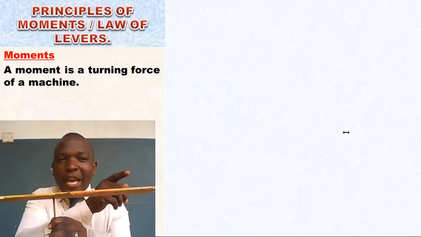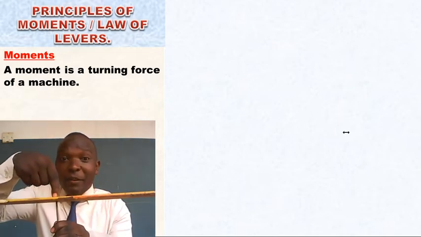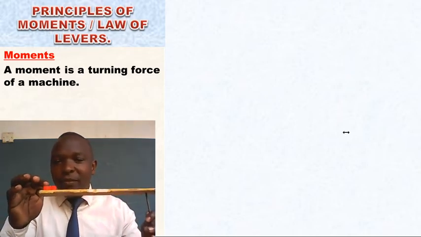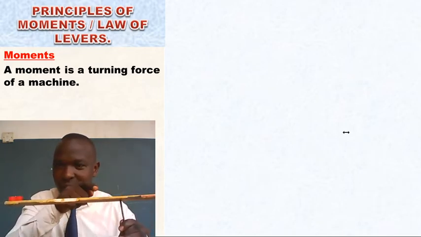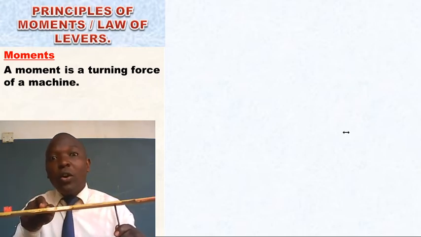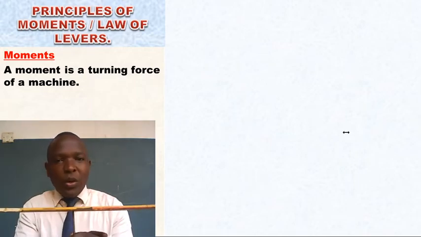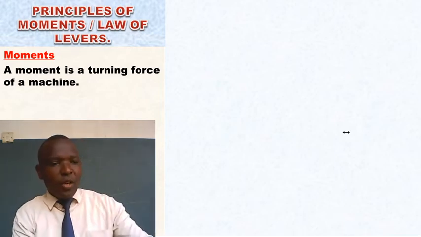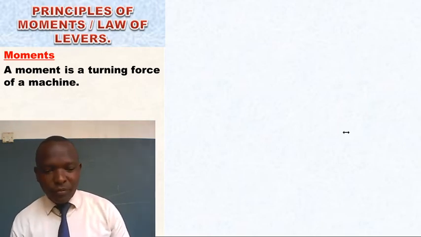Now, where the effort is set, there is a distance between the effort and the pivot, and where the load is, there is a distance between the load and the pivot. This distance is what we call the load arm. And the distance between the effort and the pivot is what we call the effort arm. So in this discussion, when you are applying this law of moments, we are going to talk about the load arm and the effort arm. Okay?